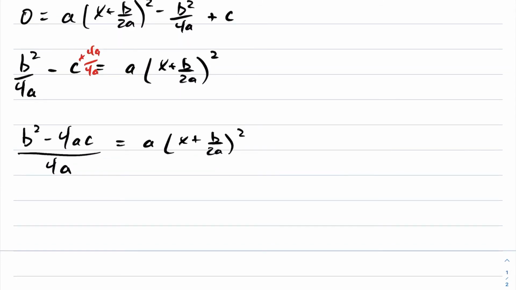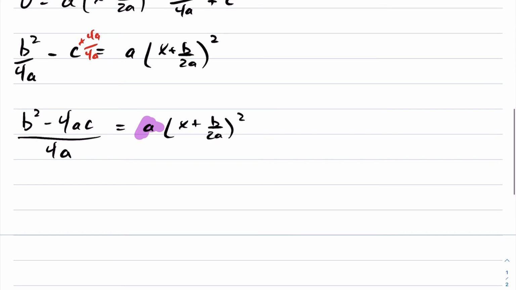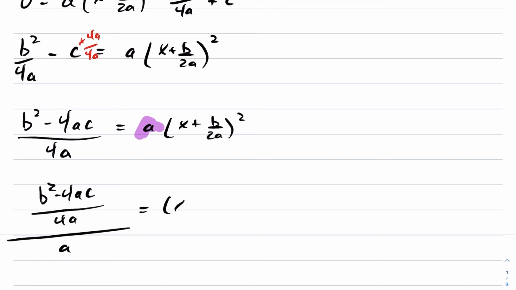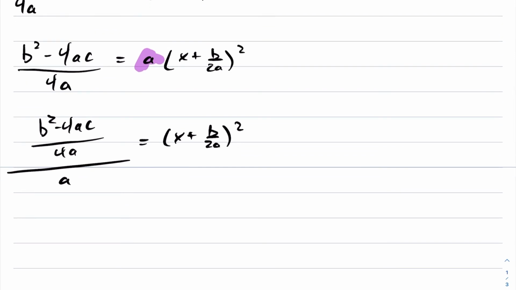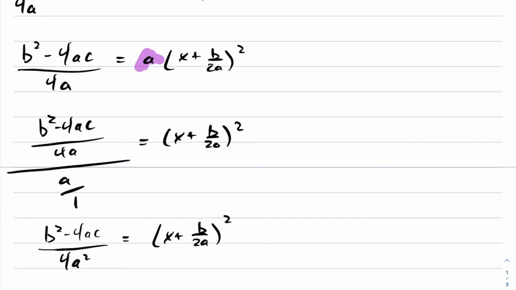And now again, I want to solve for x. I have to get the a out of the way here, so I have to divide across by a. If you divide across by a here, you're going to get b squared minus 4ac divided by 4a. You take the entire expression divided by a, and that's going to be x plus b over 2a, quantity squared. Now to divide this out, this is really a fraction divided by a fraction, so you multiply by the flip, and this just becomes 4a squared on the bottom, equals x plus b over 2a squared.